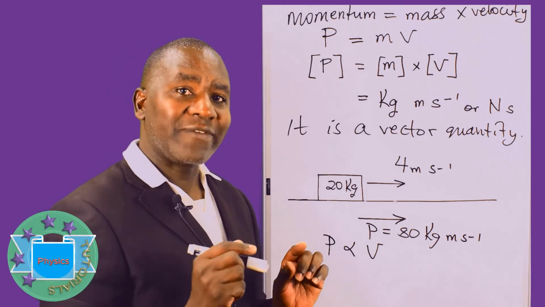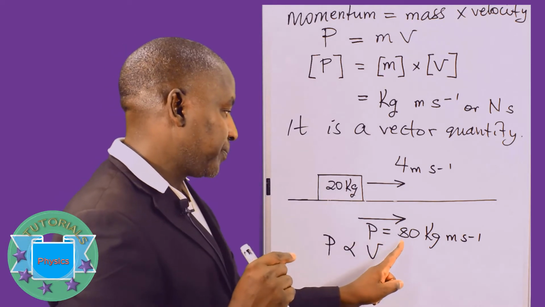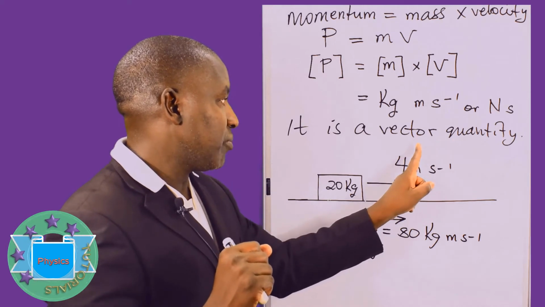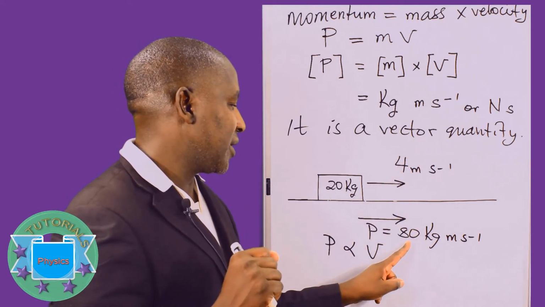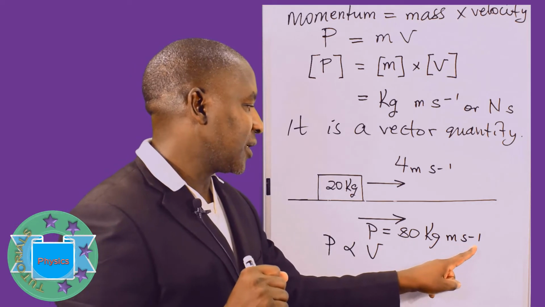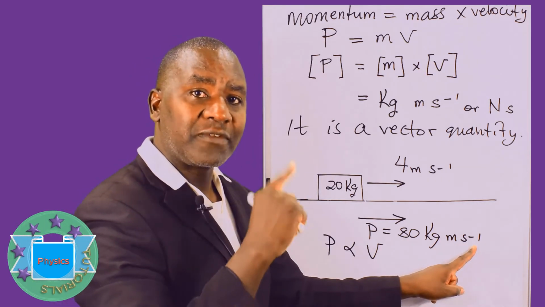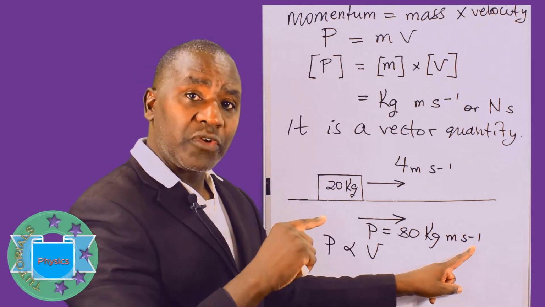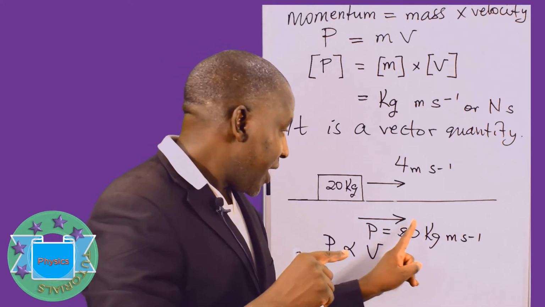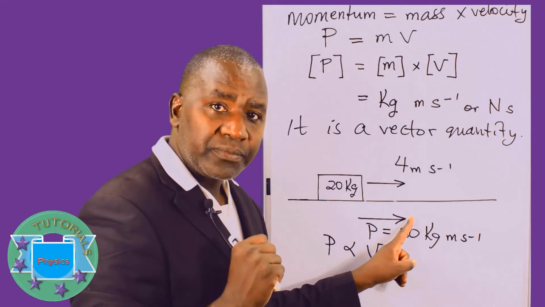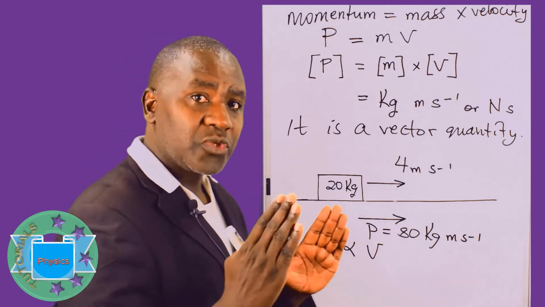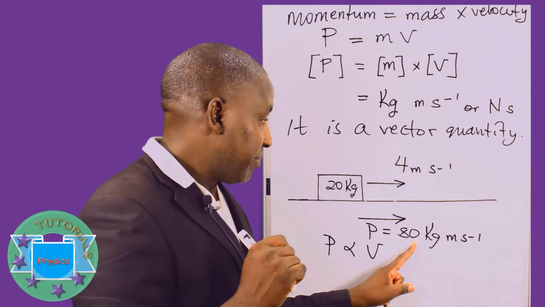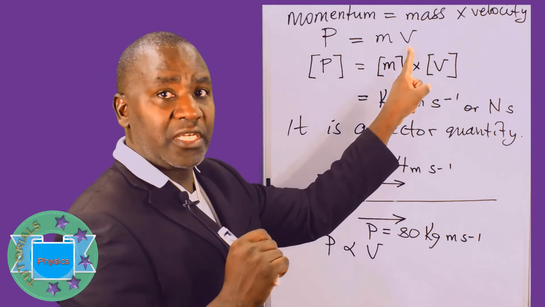The other factor which affects the momentum. First of all, when we say that a vector is a physical quantity with both magnitude and direction, this number here, 80 kilograms meter per second, refers to the size of that physical quantity, the magnitude of that physical quantity. The arrow indicates the direction. So we are talking about factors which affect momentum of an object. One of them is the velocity, just like we have it in this equation.